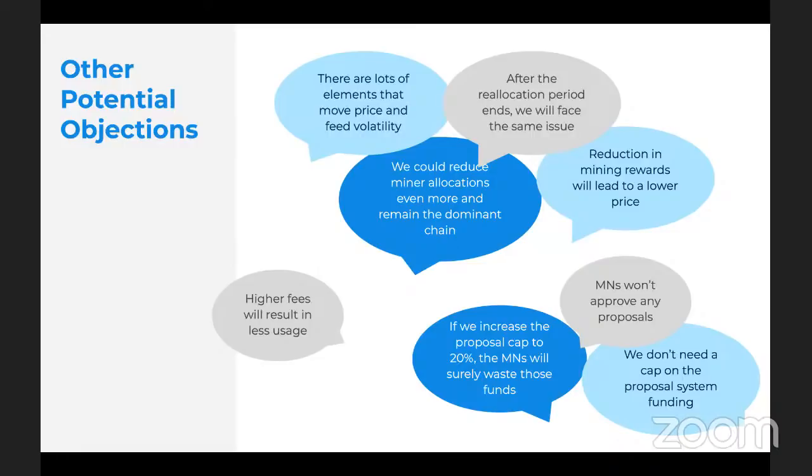Another one is that after the reallocation period ends, we're going to face the same issue. Well, that is true. When the reallocation is over at the end of 2026, we would have a similar issue, and the ROI would begin to drop at that point in time. However, there's two things that are important here. One is, at that point in time, the issue is much smaller in nature. The natural rate of growth of the coin supply and the base of coins in circulation would both be very different than they are today. And so on a percentage annualized growth basis, the issue would be much, much smaller.